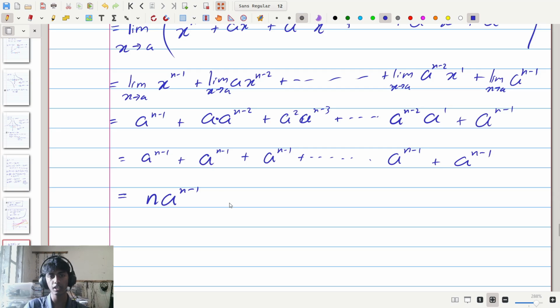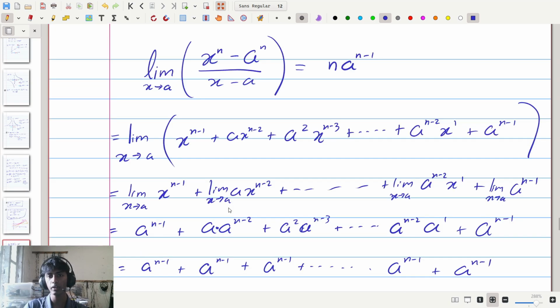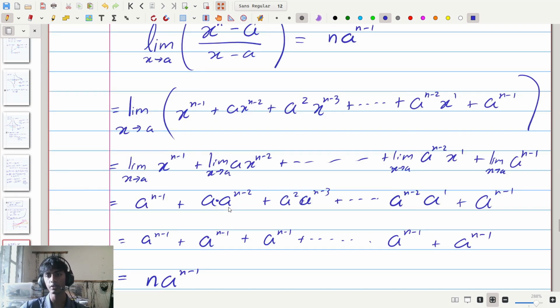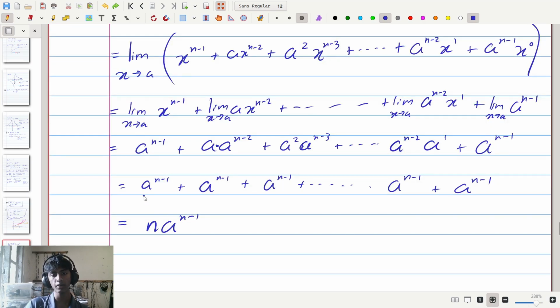How do we know there's n number of n minus 1s? Well, look at this sum here and you can see it clearly. Here the final term is x to the power of 0. If we start counting, we have 0, 1, 2, 3, 4, 5, 6, 7 all the way up to n minus 1. Counting from 0 up to n minus 1 is the same as counting up from 1 to n. From 1 to n there are n number of terms, so therefore there are n number of a to the n minus 1s here. Therefore our sum total is n times a to the power of n minus 1.